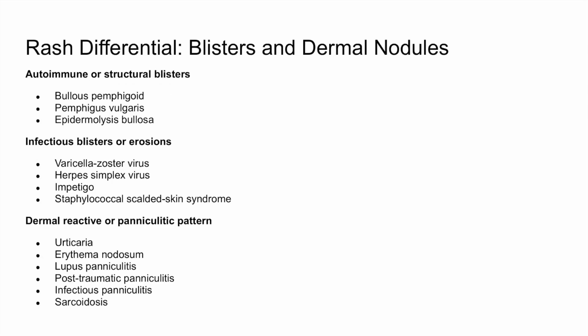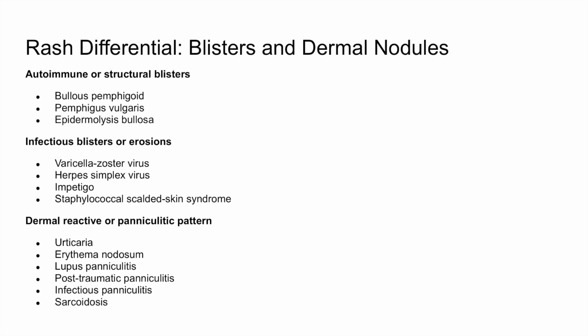So begin a blister differential by asking whether the blister is tense or flaccid and whether the patient has mucosal disease. Bullous pemphigoid causes tense subepidermal bullae, while pemphigus vulgaris produces flaccid intraepidermal bullae and commonly involves the mouth. Epidermolysis bullosa presents early in life with trauma-induced blistering.